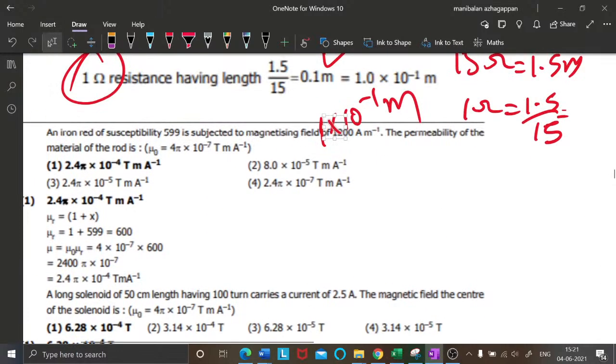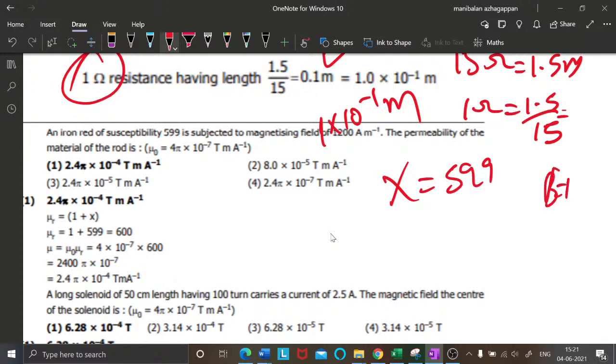Okay, next question. Now we are solving NEET questions, which were asked in the NEET 2020 question paper. In this question, they have given the magnetic susceptibility. Magnetic susceptibility is how much? It's going to be 599. And the magnetic field is given as 1200.